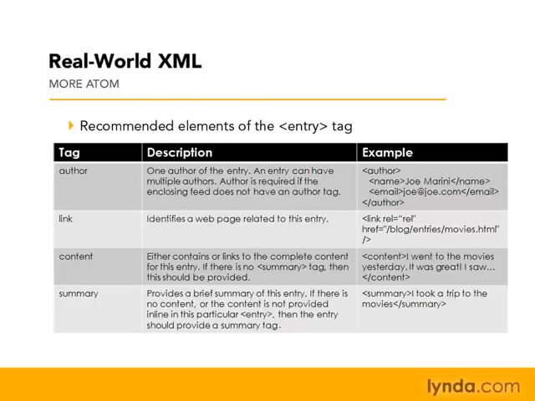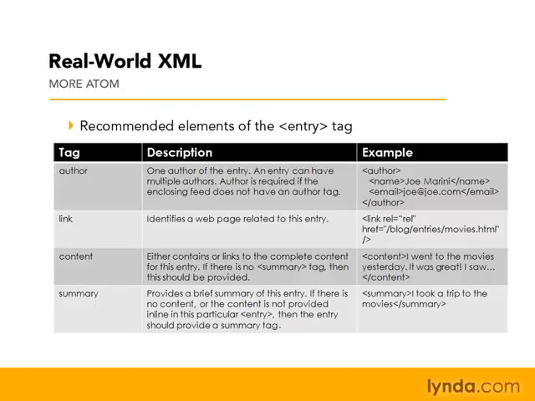The link tag identifies a web page that's related to this entry somehow. And the spec for Atom contains a lot more detailed information about what links can contain. But in this example, I've shown that this link tag links to a related web page that describes this particular entry. Now, the content tag performs the bulk of the work in the entry because it contains or links to the complete content for this entry.